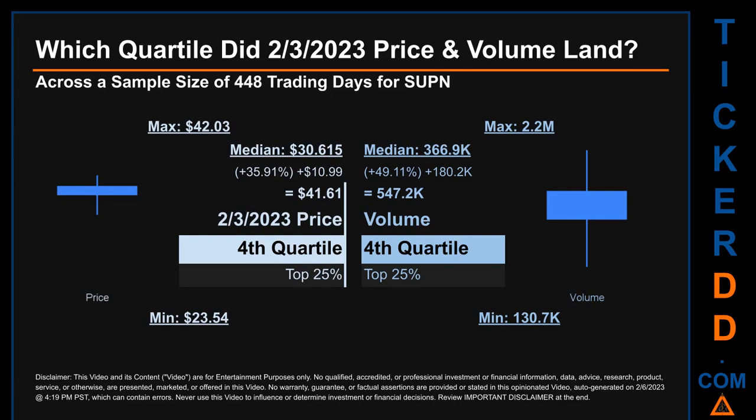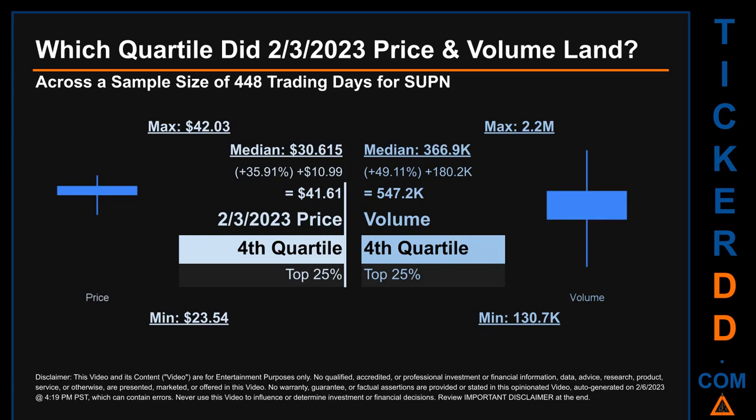The day's volume landed within the 4th quartile, marking it within the top 25% of all sampled daily volume, which saw a max daily volume of 2.2 million and a minimum of 130.7 thousand. Quartiles tell us about the spread of a data set by breaking that data set into quarters, just like how the median breaks the set into half.